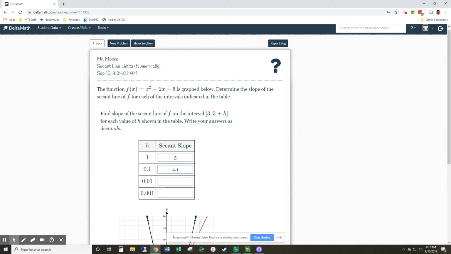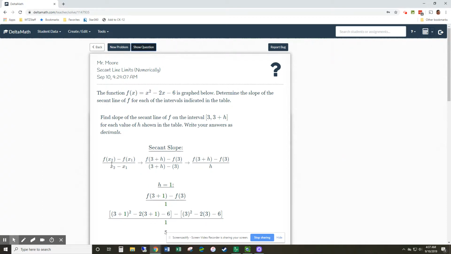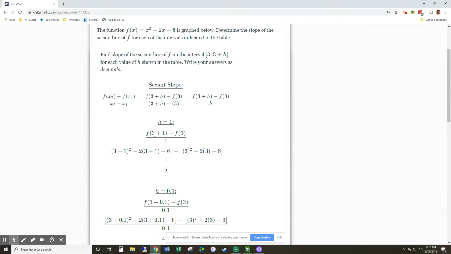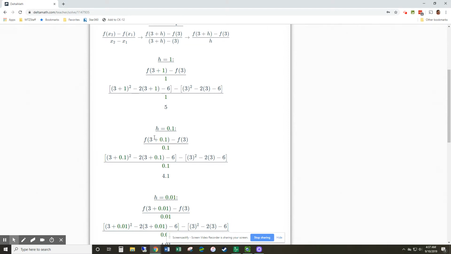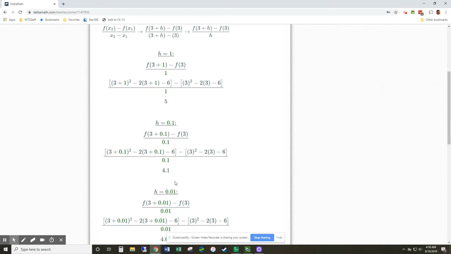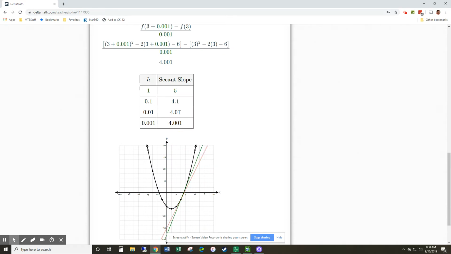Now, ladies and gentlemen, if you are not entirely sure, could you go to show solution? Sure you can. So again, they show the slope. They show the 3 and the 3 plus h. But what is h? h is 1. So what did they do? They plugged in 3 plus 1, which is 4. They plugged it all in, got a value, minus the plugged in 3. What is 4 minus 3? That's 1. The answer is 5. And so here we go. We take this and say 3 plus 0.1 minus f of 3. Plug it in and they get 4.1, and they get exactly this.